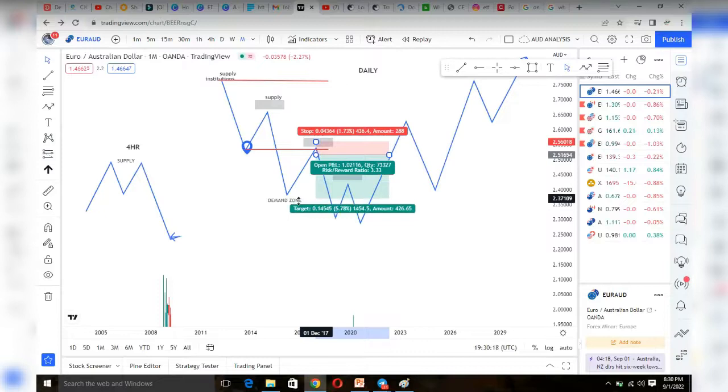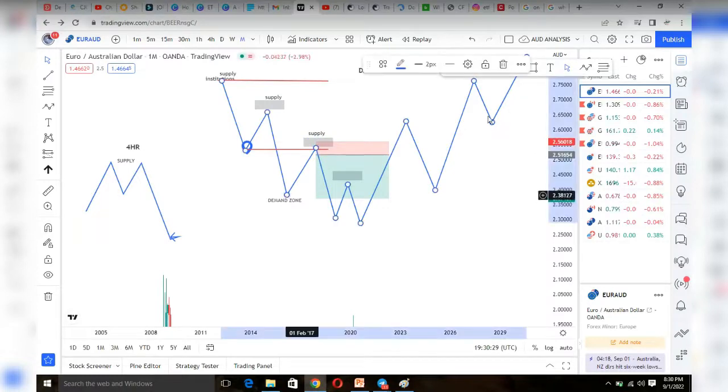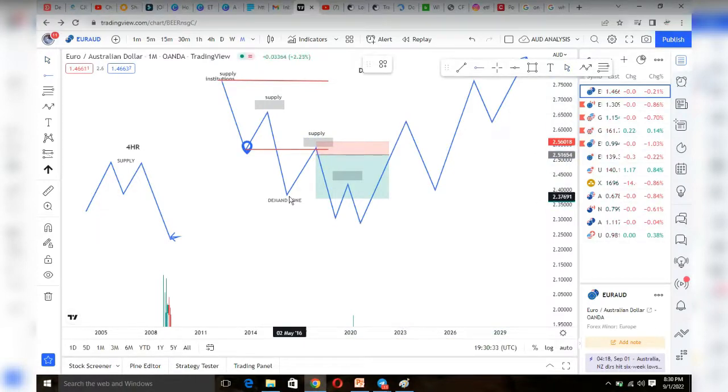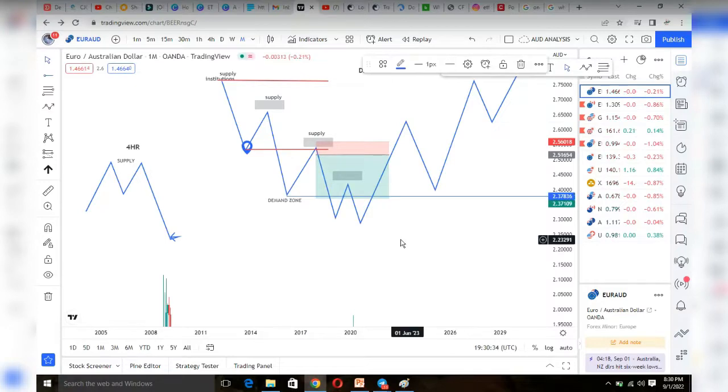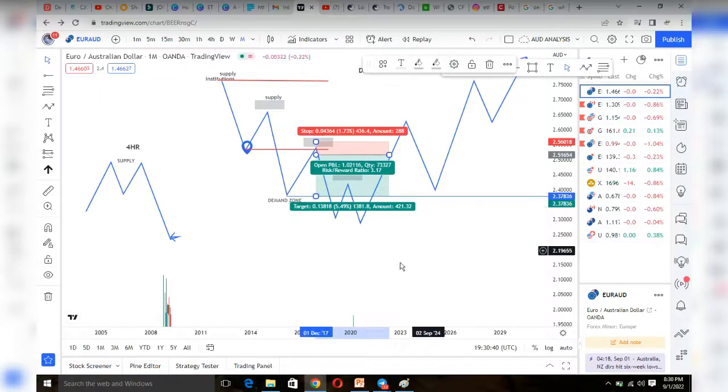Then just target. You can target this line where it started, where the demand is, so that you just target some reasonable amount. Here you can target here. Just target this demand area coming, and once you do that, you have your profit.